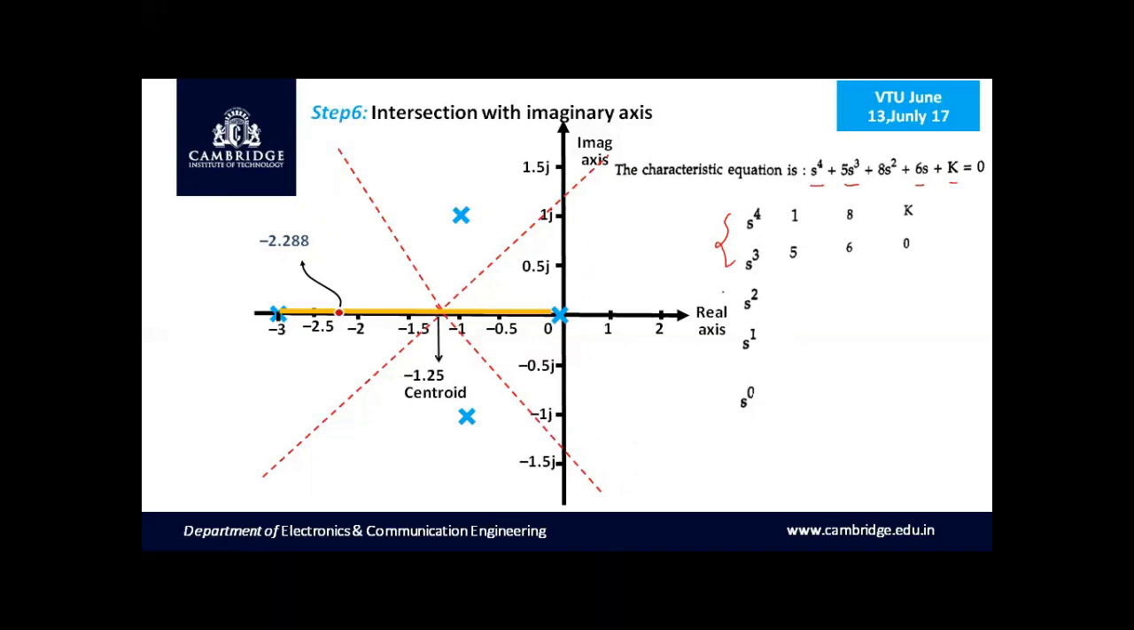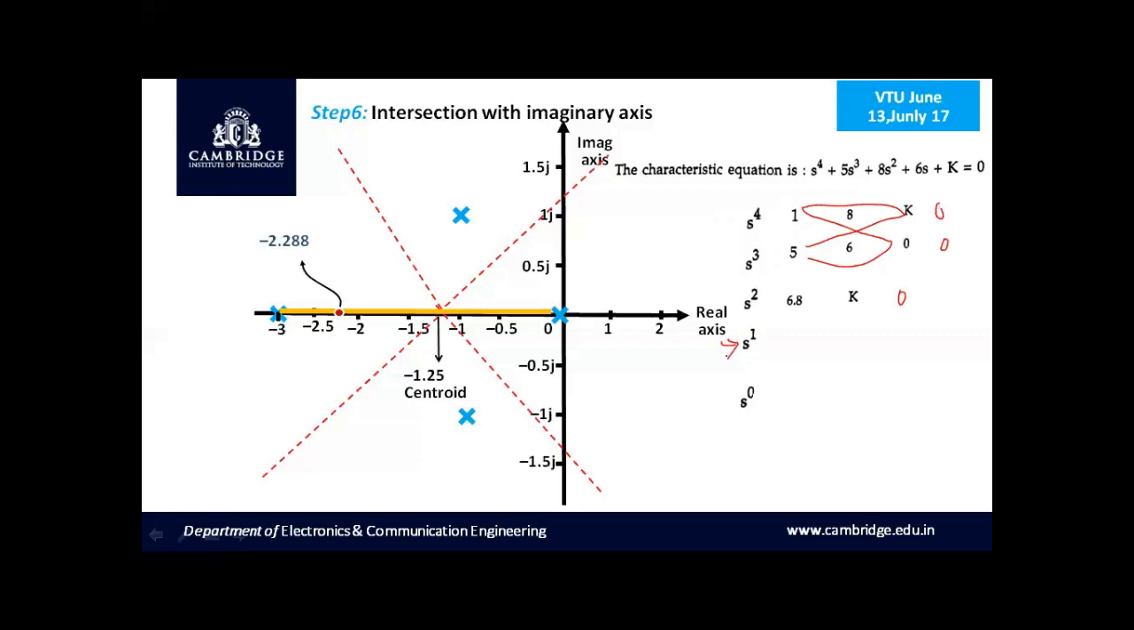To fill up the third row first element, we make use of the pattern 5 into 8 minus 1 into 6 divided by 5. 8 5s are 40 minus 6 divided by 5, we get 6.8. To fill up the third row second element, we can make use of the pattern 5 into k minus 1 into 0 divided by 5. 5 in the numerator and denominator will get cancelled out, therefore we get k. And the third element will be 0.